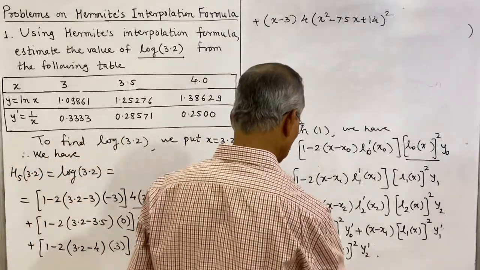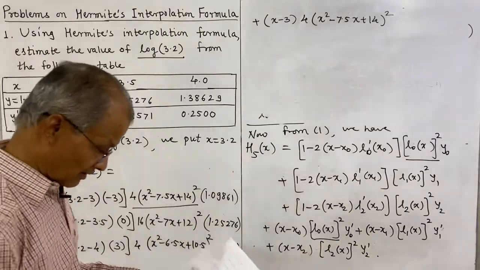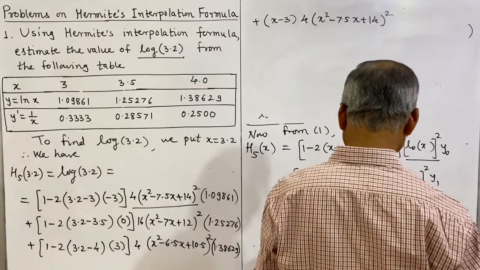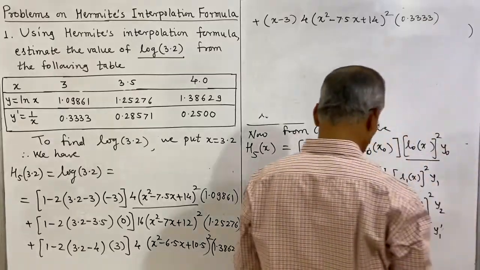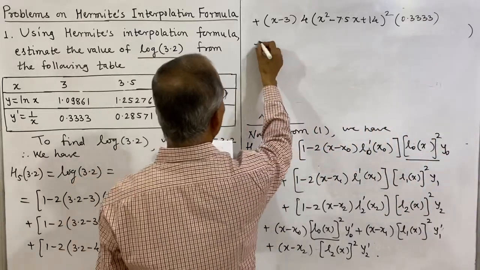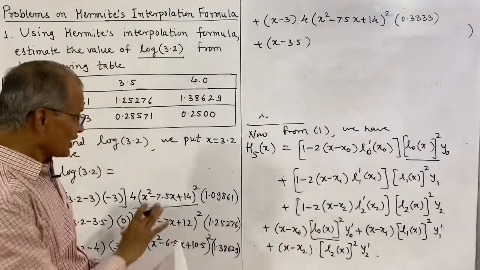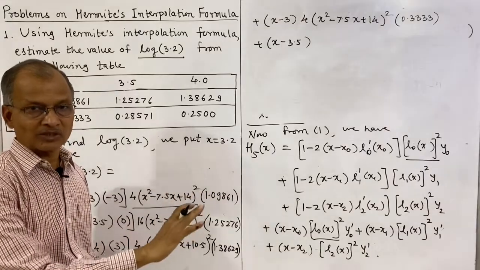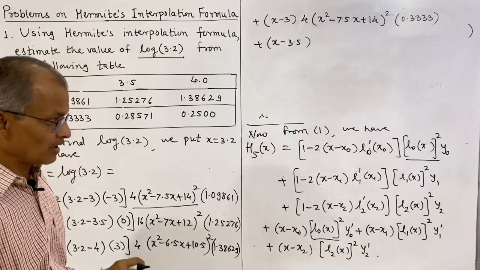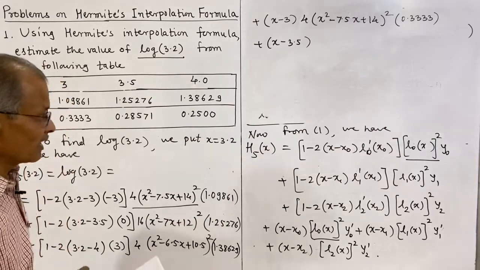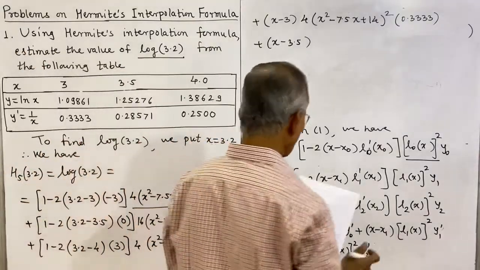into this y naught dash, and y naught dash is 0.333. So that is 0.333 into 4 times 3, and plus next is x minus x1. x1 is 3.5. So what is important is to write the formula correctly, write the full expression correctly, and put the values that we have already obtained, the polynomials, the Li polynomials and its derivatives, and the rest are the values of x, x0, x1, etc. and the part of calculation.